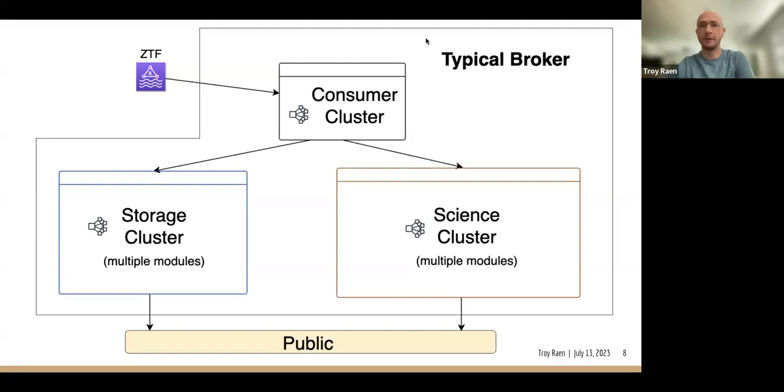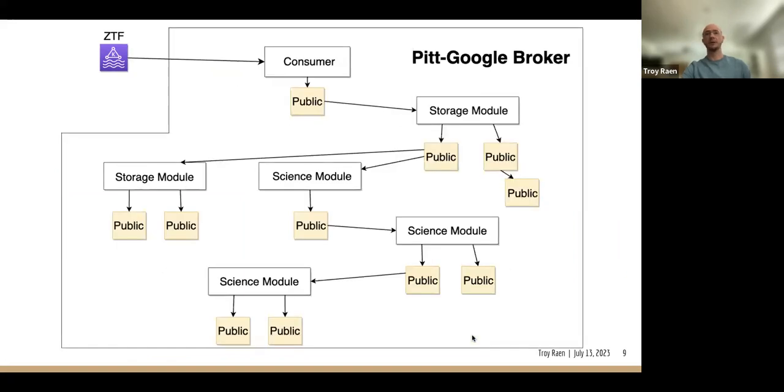So just a couple of slides, basic diagrams to kind of make the distinction here. So if we look at a typical broker architecture, they're probably running something like 3 clusters: consumer cluster, storage cluster, science cluster. A bunch of stuff happens in here, but basically you get the data coming out the other end after it's gone through the pipeline. By contrast, our broker looks more like this, and I'll fill in exactly what these things are in a couple of slides here, but this is just to give kind of a visual overview to show that each of these modules actually runs independently. In between each of these modules, there's public-facing data resources.